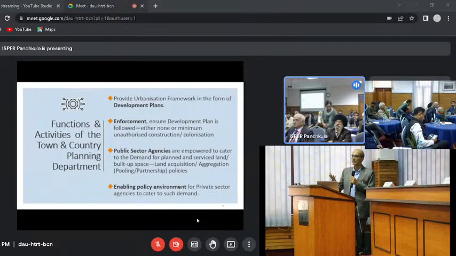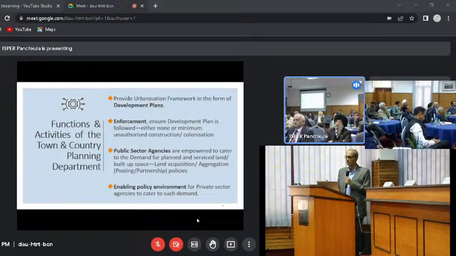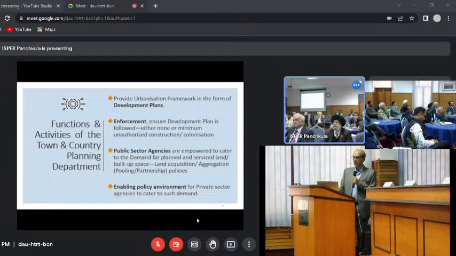Primarily, when we prepare development plans, the primary focus is its enforcement, that the development plan gets implemented with minimum variations, whereas the public sector agencies are empowered for land acquisition, land aggregation, and then development upon them. The department prepares an enabling policy environment for the private sector to cater to such demand.